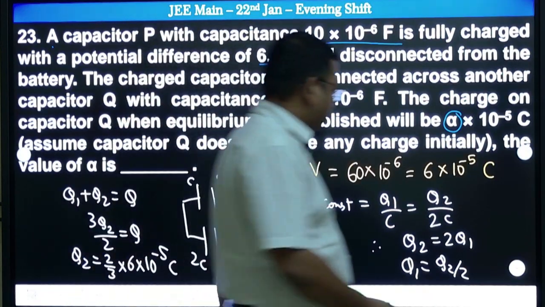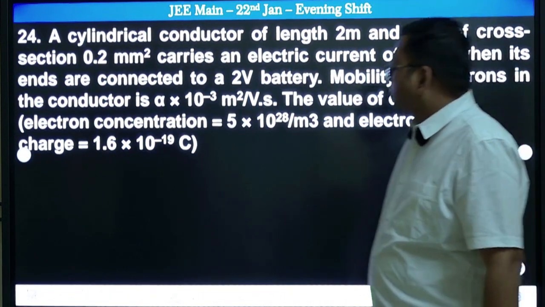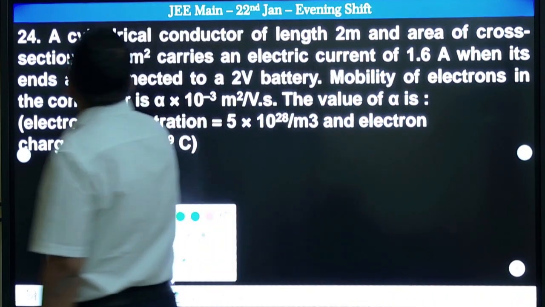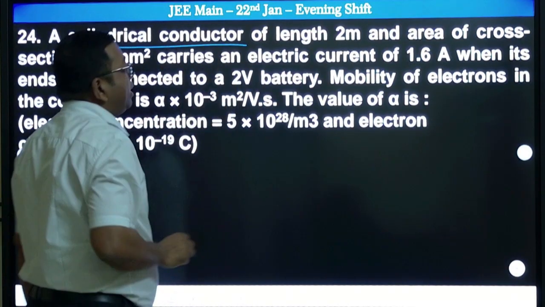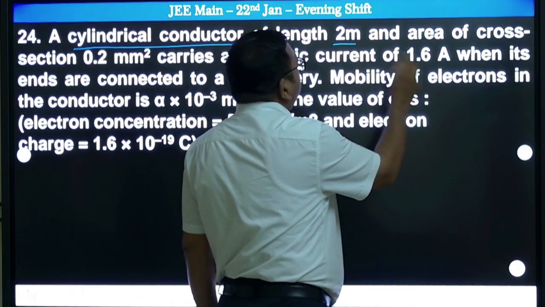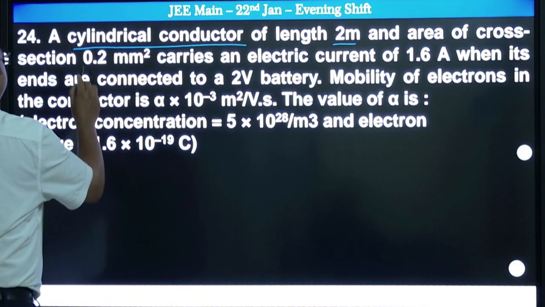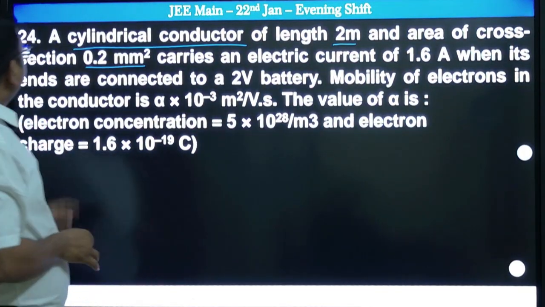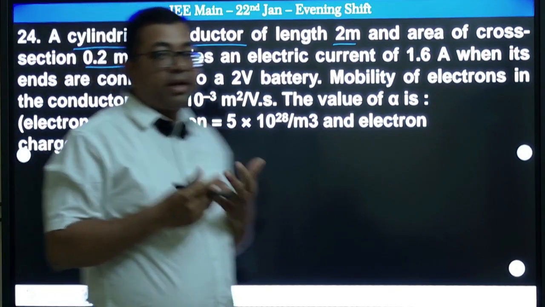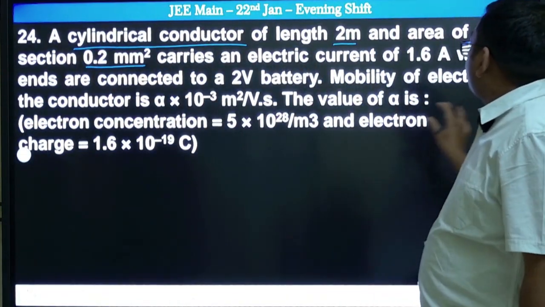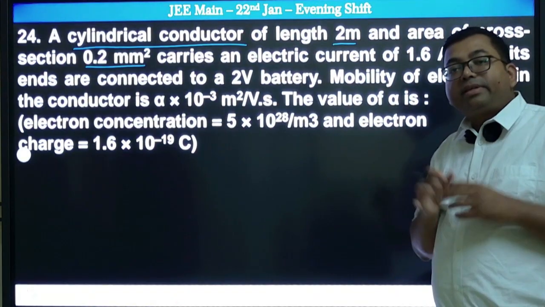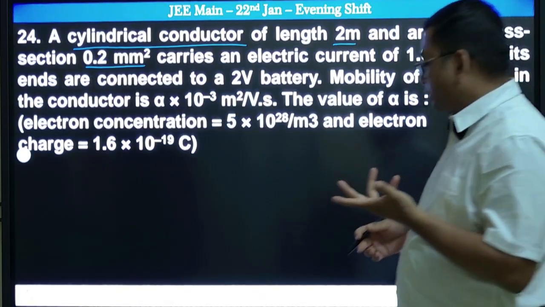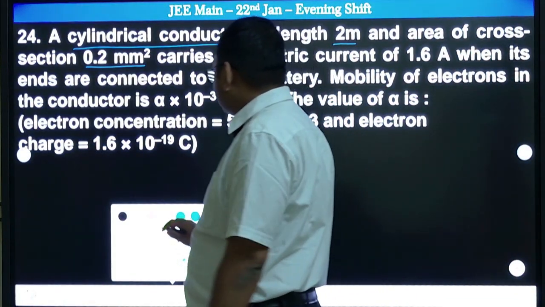So let us move to the next. Question number 24. A cylindrical conductor of length 2 meter and a given area of cross section is carrying a current, which is also given, when its ends are connected to a battery. The mobility of electron is asked, the value of alpha. That means you have to calculate mobility. That's all.